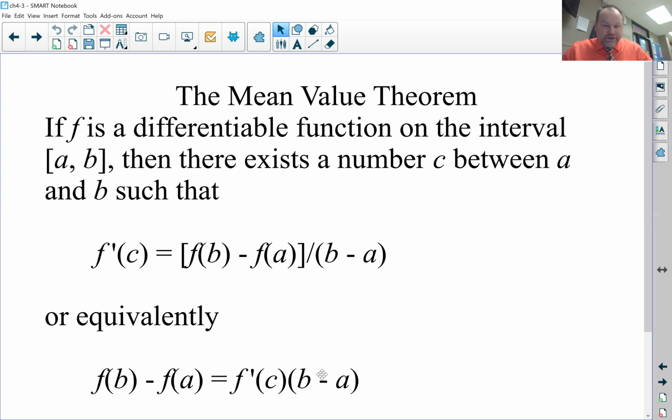I've seen on the AP exam where they'll say, does the mean value theorem guarantee that this is true for this given function? And you have to recognize either yes, because it's a continuous differentiable function, or no, because the derivative does not exist at a certain point. Kind of the big takeaway there.